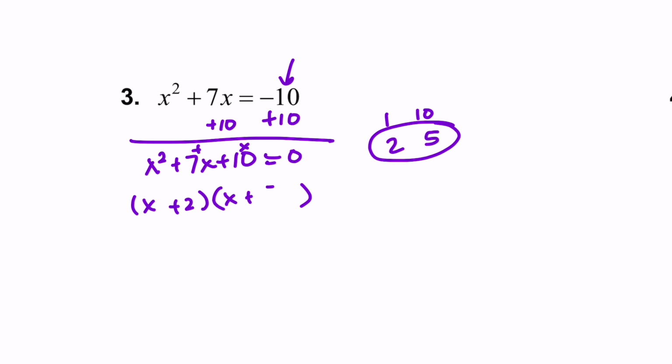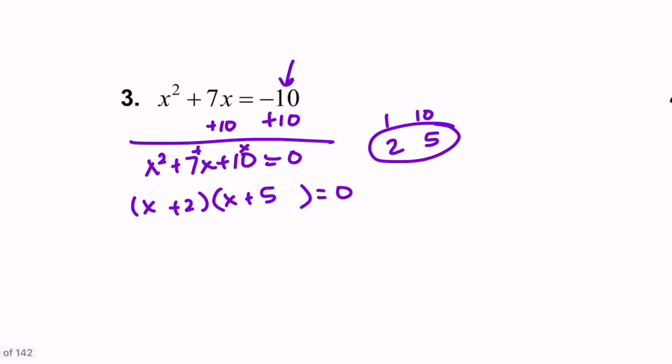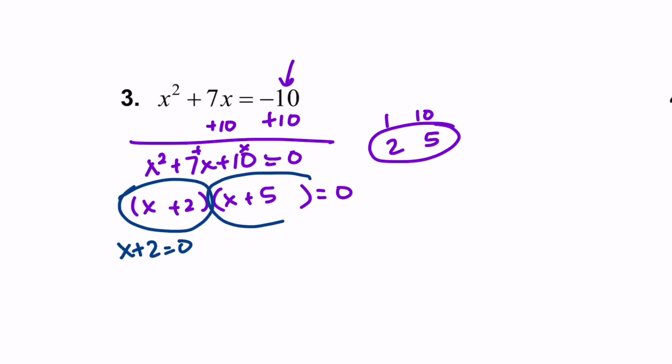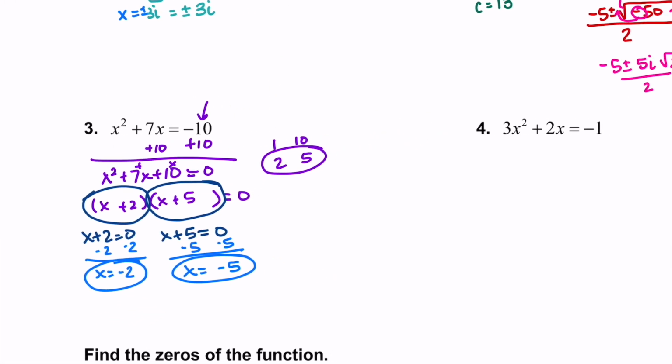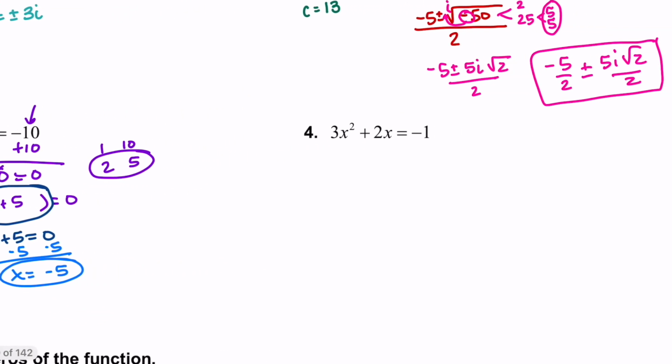x plus 2 times x plus 5 equals 0. So now we're going to take each piece and set it equal to 0. We've got x plus 2 equals 0. Remember that zero product property. If you have two things that multiply to equal 0, either the first one has to equal 0 or the second one. We're going to minus 2 from both sides of the equal sign. x equals a negative 2. Minus 5 from both sides of the equal sign, and x equals negative 5. Now this is not an imaginary or complex solution. These are real answers.